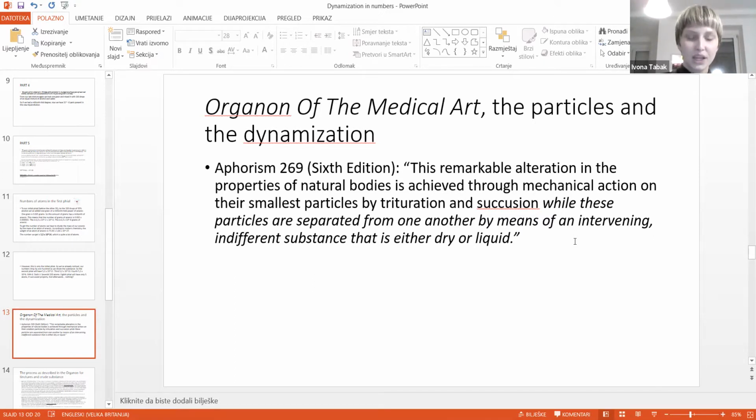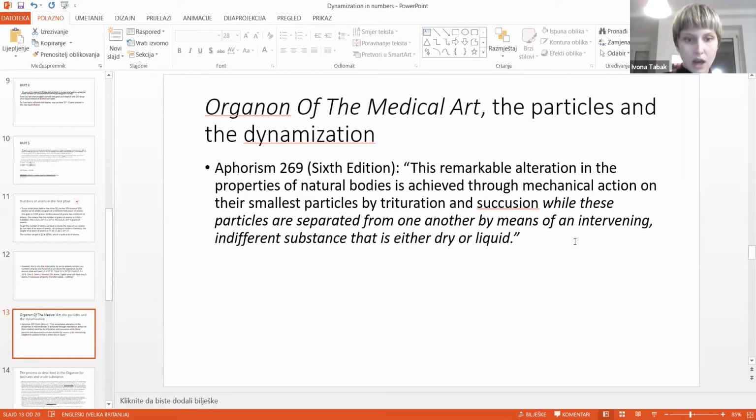So yeah, now we leave Materia Medica Pura, and we won't mention it again. We move on to the Organon. And here is what Hahnemann says in aphorism 269 of the 6th edition: "This remarkable alteration in the properties of natural bodies is achieved through medical action on their smallest particles by trituration and succussion, while these particles are separated from one another by means of an intervening different substance that is either dry or liquid." So in case of crude substance, this is the powdered milk sugar. And in case of liquids, this is the mixture of alcohol and water.